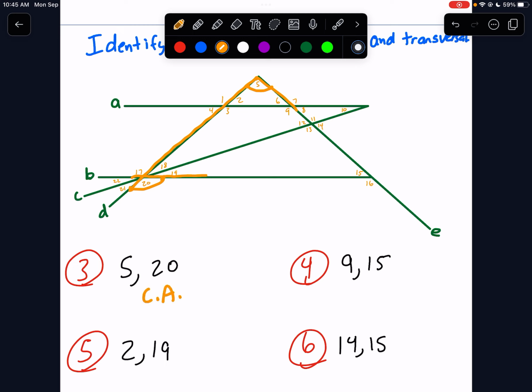Identify the transversal. Well, what is the line they both use? They both use line D. So the transversal would be line D. And there's your answer for that one.